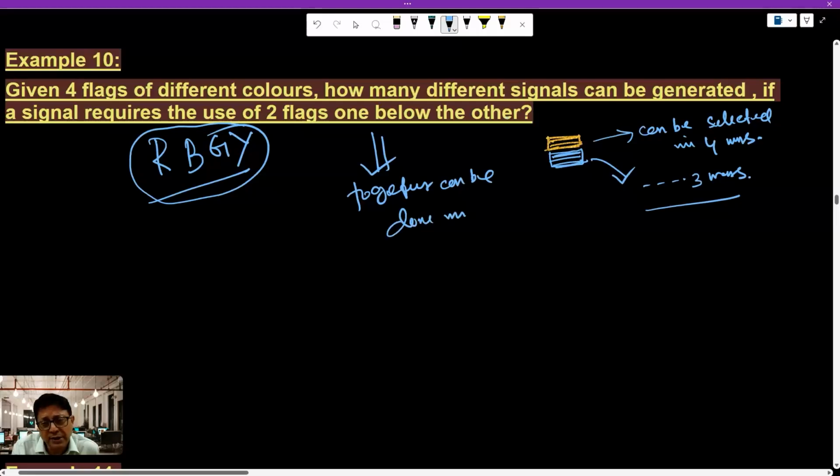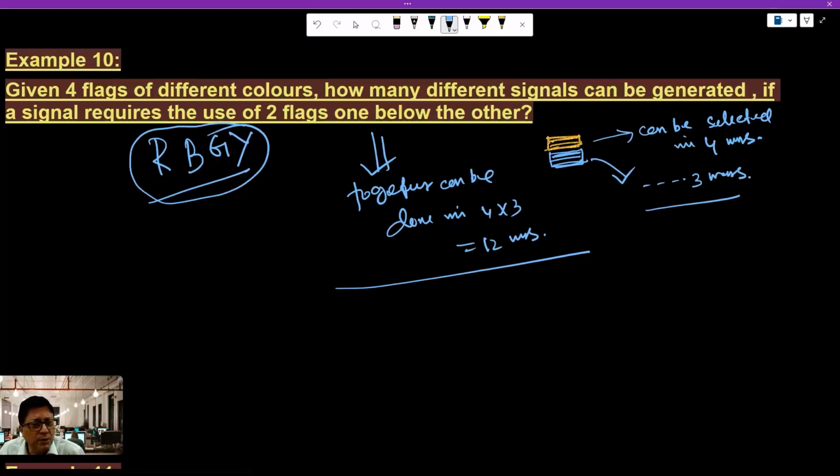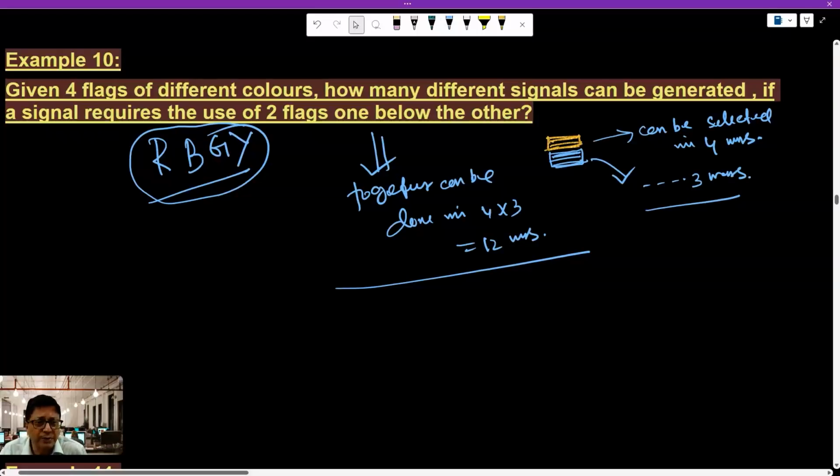Together can be done in 12 ways. Clear? So total number of signals that can be made is equal to 12. Alright?